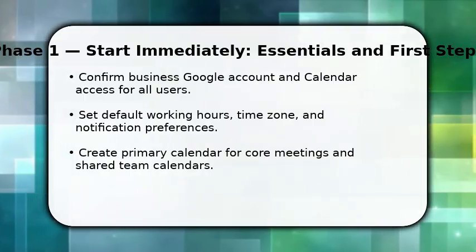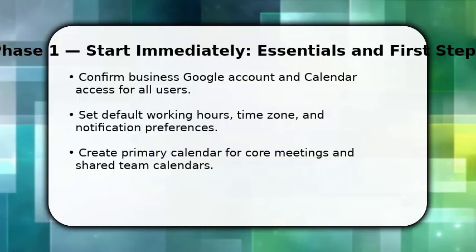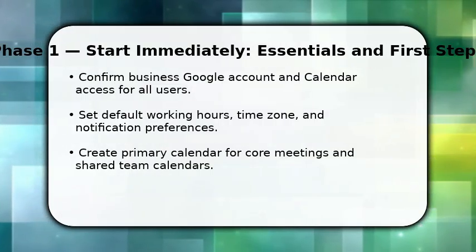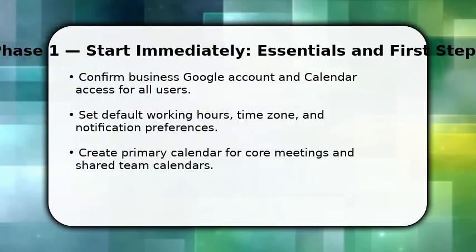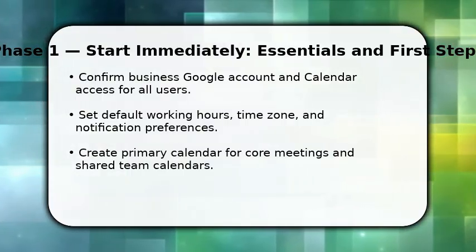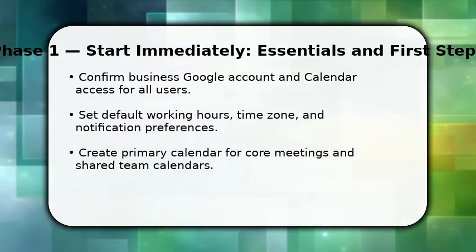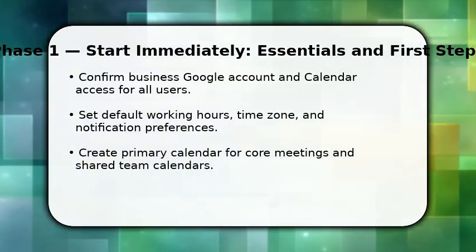Create a primary calendar labeled for core meetings and separate shared calendars for teams or projects, because segregating events keeps availability clear. Once done, check notification defaults and calendar visibility. Make sure invites are auto-added to reduce manual steps and speed your first bookings.